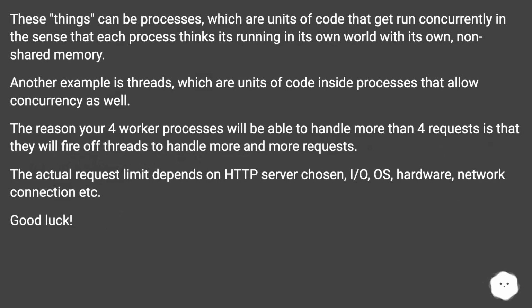These things can be processes, which are units of code that get run concurrently in the sense that each process thinks it's running in its own world with its own, non-shared memory. Another example is threads, which are units of code inside processes that allow concurrency as well. The reason your 4 worker processes will be able to handle more than 4 requests is that they will fire off threads to handle more and more requests. The actual request limit depends on HTTP server chosen, I/O, OS, hardware, network connection, etc. Good luck.